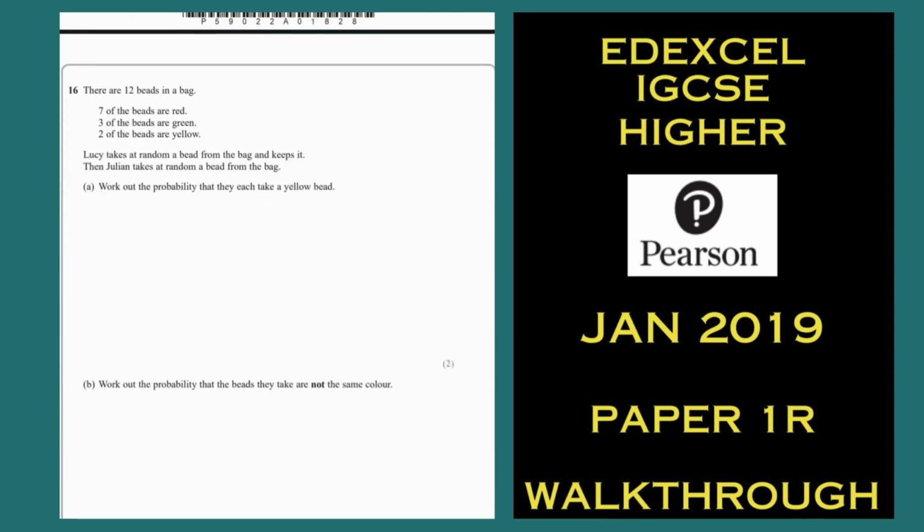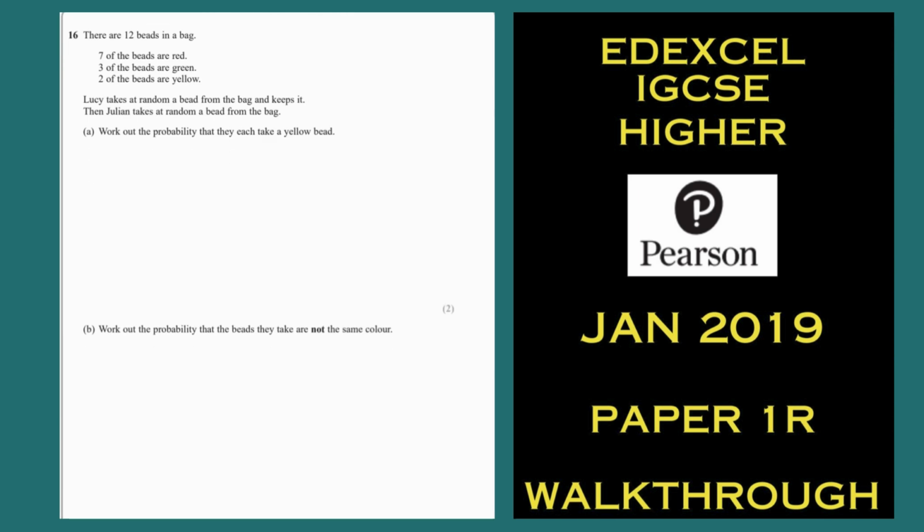Number 16. Good old probability trees, but don't draw the probability trees. No point.